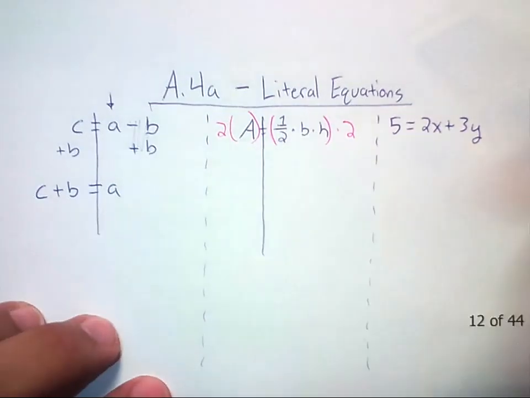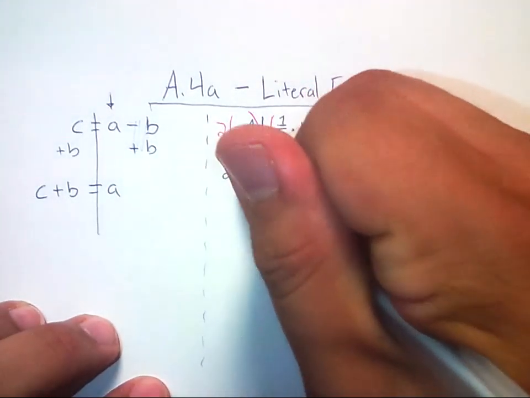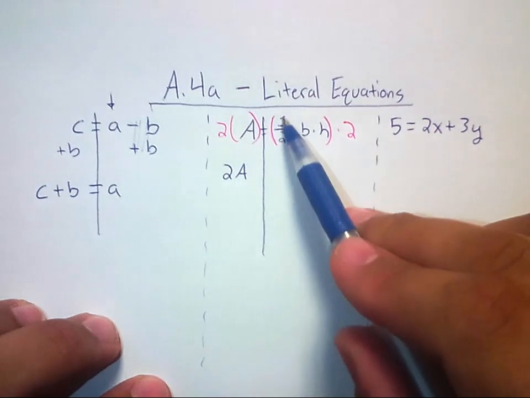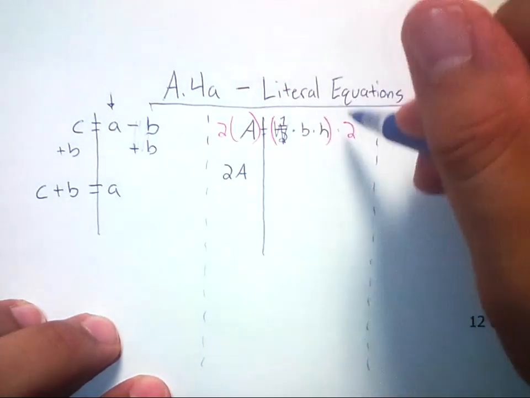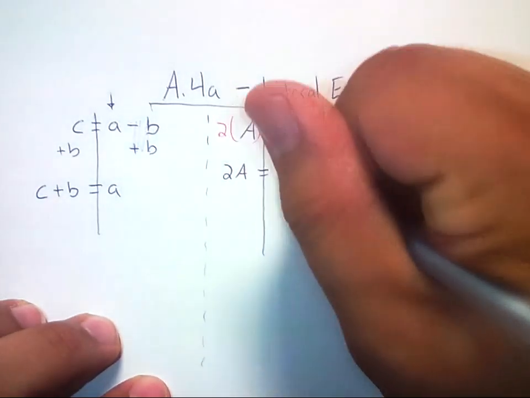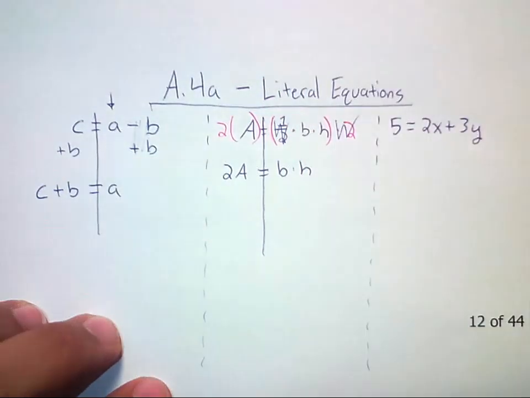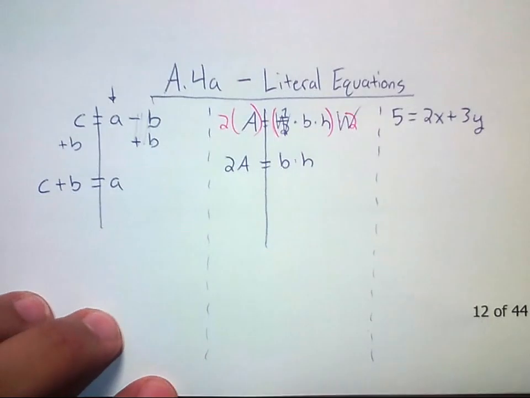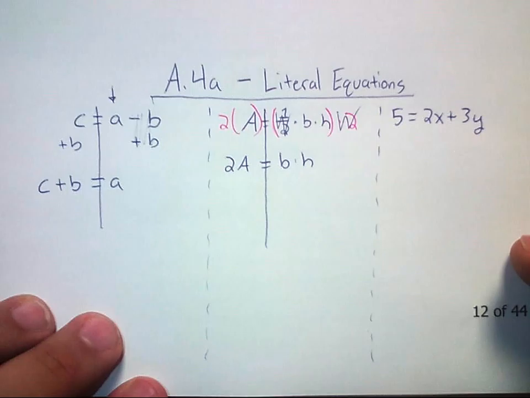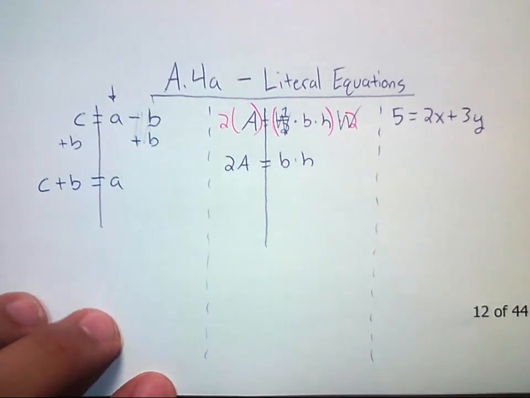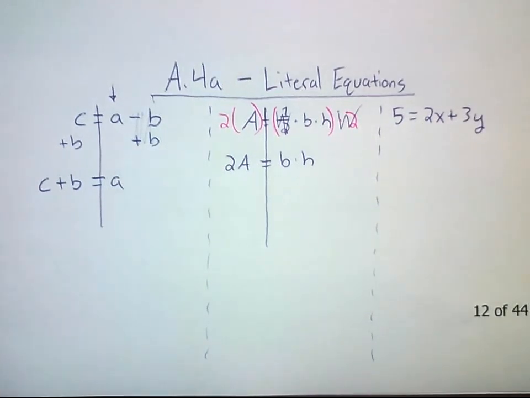Now, 2 times A does clean up a little bit. It's just 2A. But over here, the 1/2 times the 2 are going to cancel each other out, and we're going to be left with B times H. Again, we're solving for B in this one. And you would be told which variable you're solving for most of the time. There are times you'd have to know beforehand, oh, I need to solve for Y or X. But most of the time, they'll tell you.